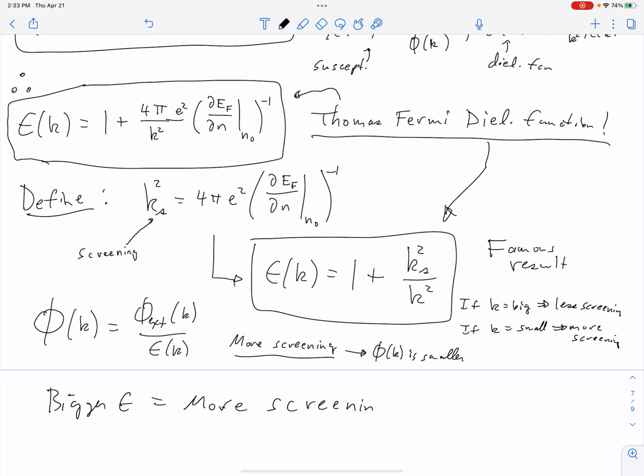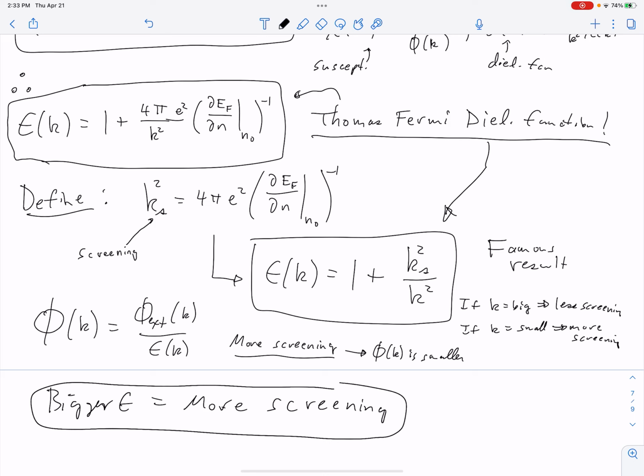Maybe I didn't make that clear. If the dielectric function is big, then you do more screening. If the dielectric function is small, you do less screening. And if you have more screening, it means that your potential is smaller. It means that the effect of the external charge is less because it's screened. If your external charge is screened, that means it does not make much of a potential disturbance in the material.